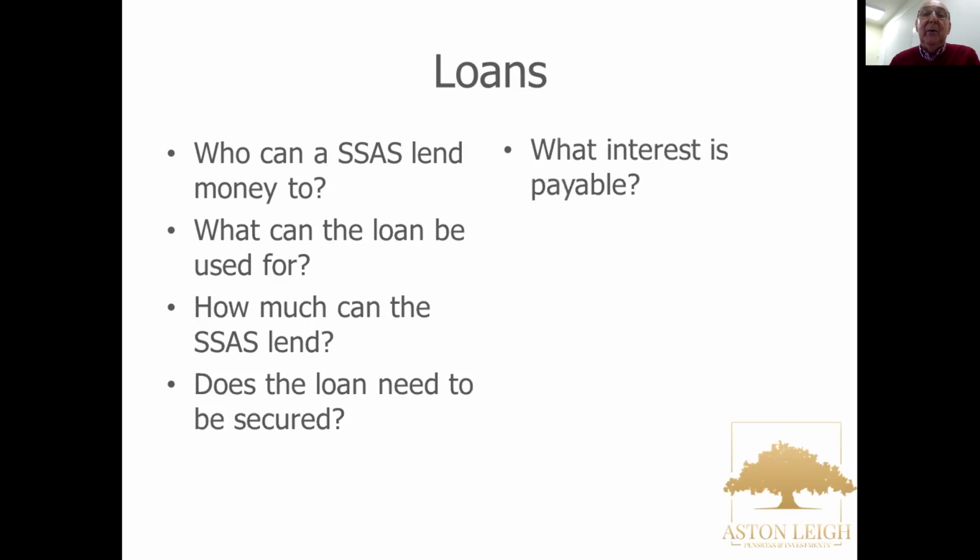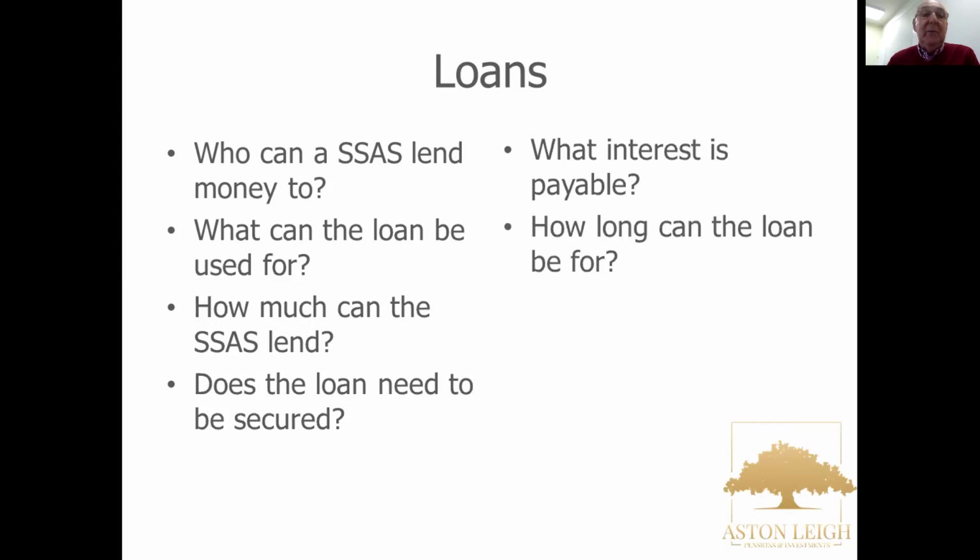So what interest is payable on a loan? All loans must charge a minimum interest rate of 1% above the average of the 6 leading high street banks' base rates. And this is an HMRC stipulation. Now, in March 2020, the base rate is 0.75%. So including the 1%, the minimum interest rate payable will be 1.75%. And as anyone who's tried to borrow money would recognise, this is a pretty good rate. But the SSAS could charge a more commercial rate of interest if it's so required. And also remember that the interest that's being paid is going back into your pension scheme.